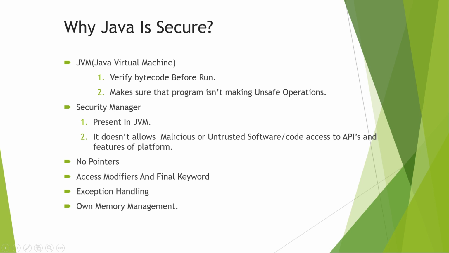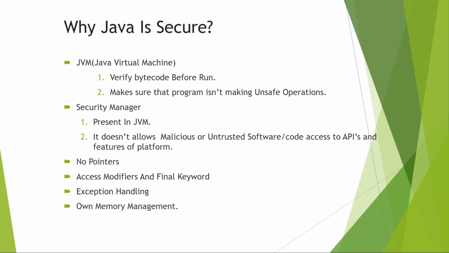The first one is the JVM. Another one is the security manager. Another is the absence of pointers, then access modifiers and the final keyword, then exception handling, and another thing is its own memory management. These are all the things which make our Java secure.